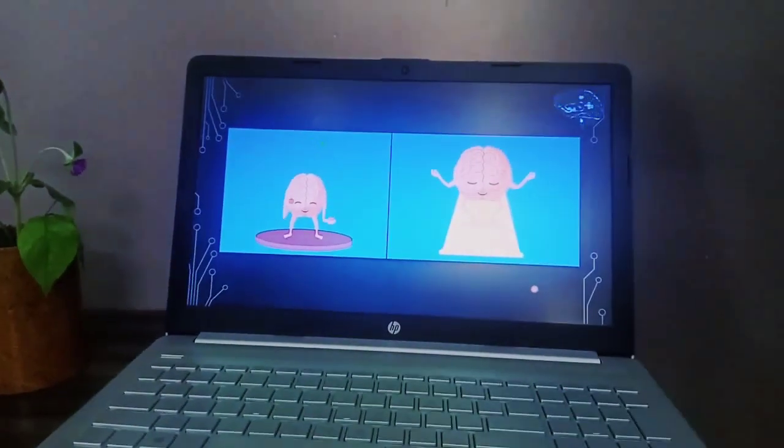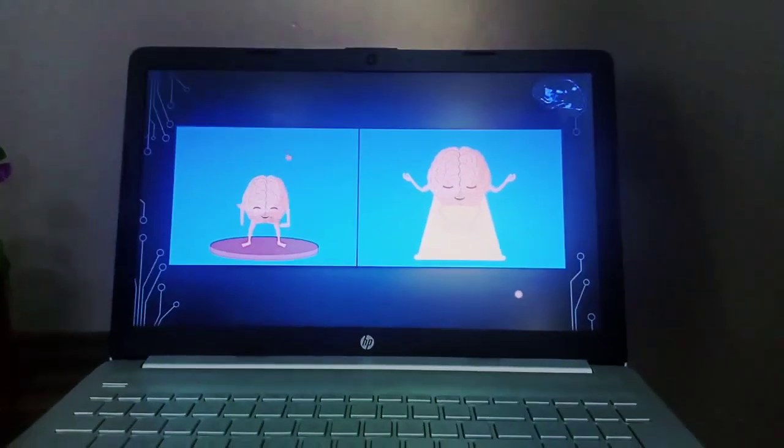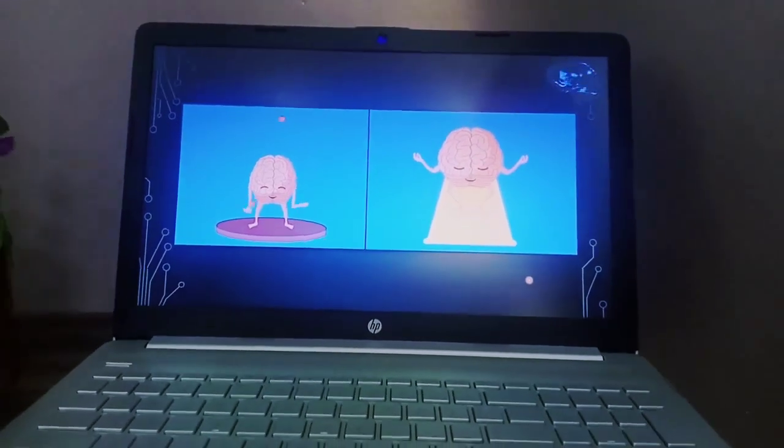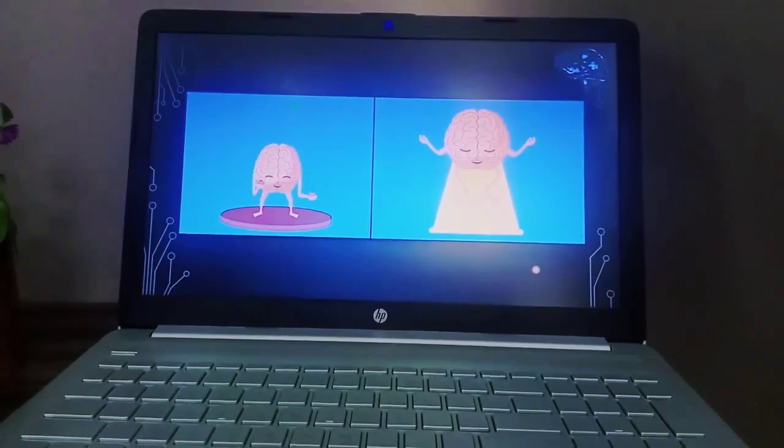Now, before ending this session, we have an interesting message from brain. Our brain says that eat healthy, keep meditating, stay positive and keep learning.